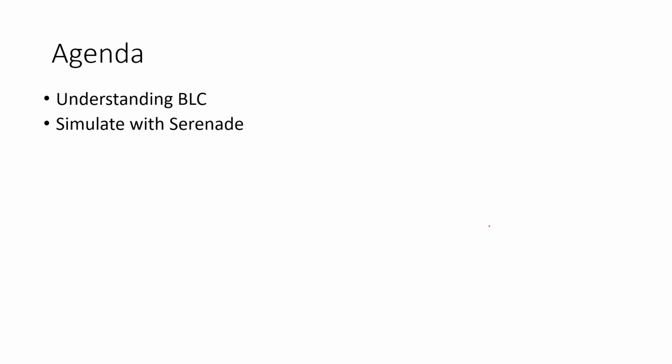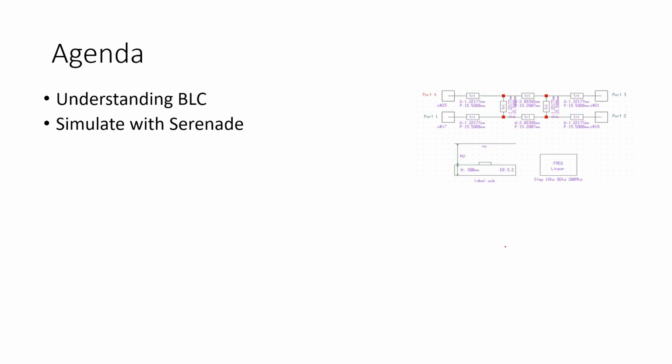So what is the agenda of this video? Basically we'll understand what a BLC is. BLC means branch line coupler. Branch line coupler is a type of directional coupler. Then in the next video we'll simulate with Serenade. This is just an example of how in the future video we'll simulate this with Serenade, and we will get our result and match it with our theory.